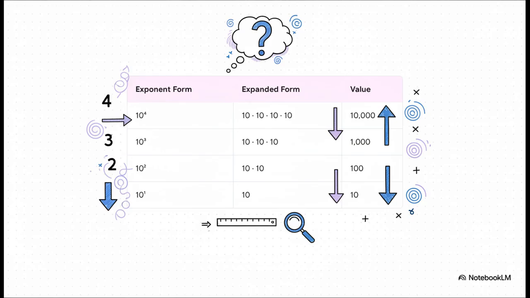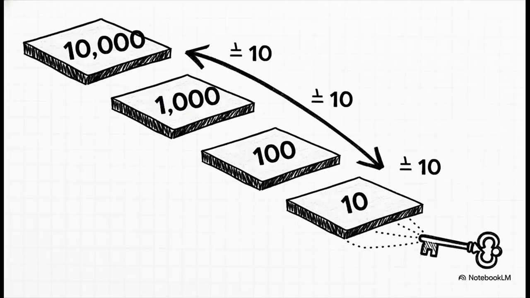Look closely. As the exponent in that first column drops by 1, from 4 to 3 to 2 to 1, what's happening to the actual value over in the last column? You see it, right? To get from 10,000 to 1,000, you divide by 10. From 1,000 to 100, you divide by 10. From 100 to 10, you divide by 10. It is a perfect, predictable, beautiful pattern. And this is our key.